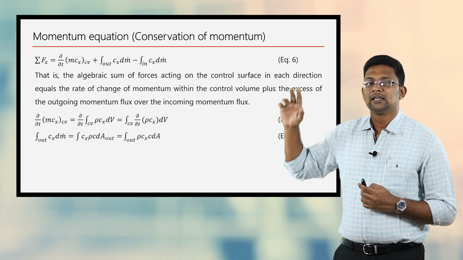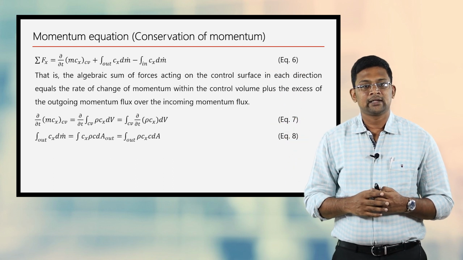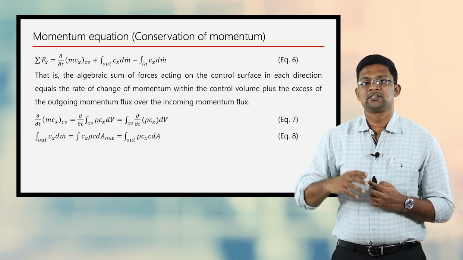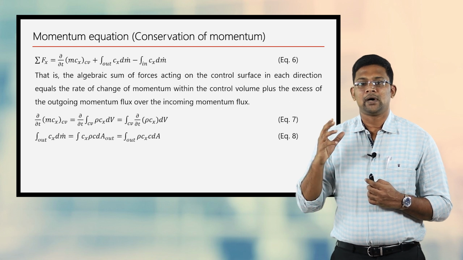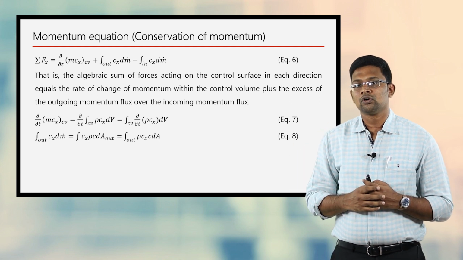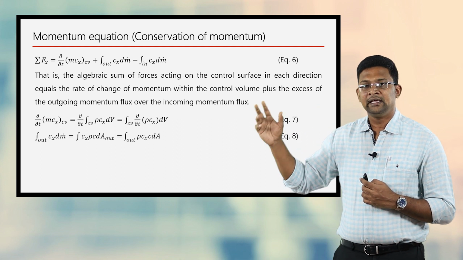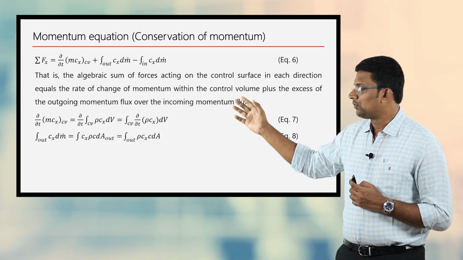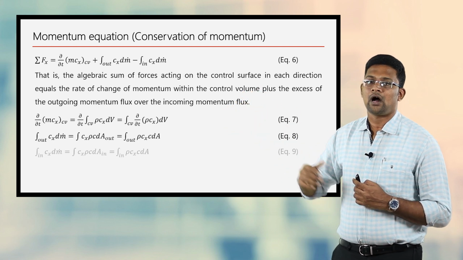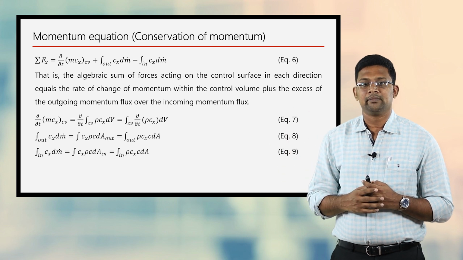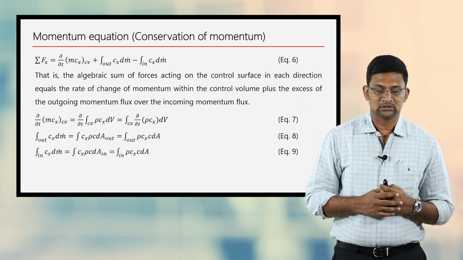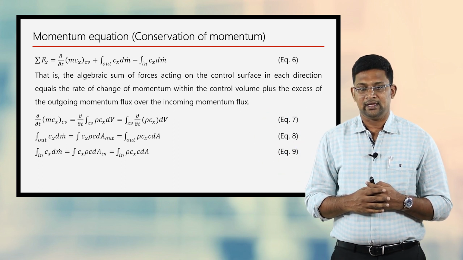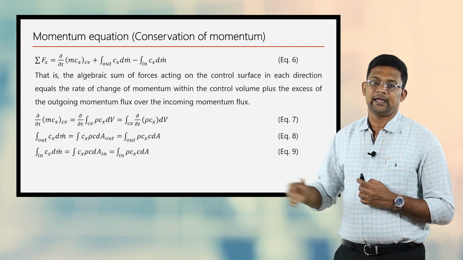Now let us move to the second term on the right hand side, that is integral out Cx dm dot. Here we are going to substitute for m dot. We know m dot is the mass flow rate, which is equal to ρ C A. If it is dm dot, then that will be equal to ρ C dA for out. This is the momentum flux of the outgoing part. And the last term, integral in Cx dm dot, will be equal to, again, instead of m dot, I am going to substitute ρ C A. So this is the expression number 9.